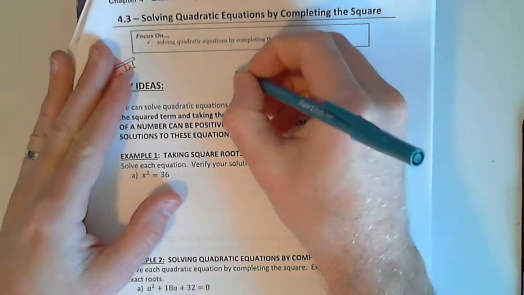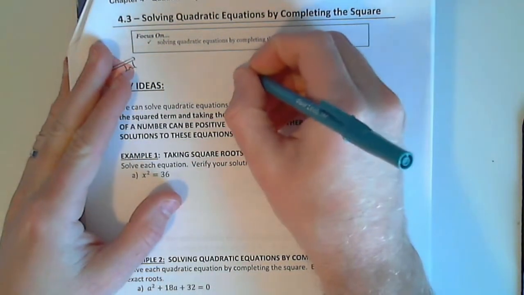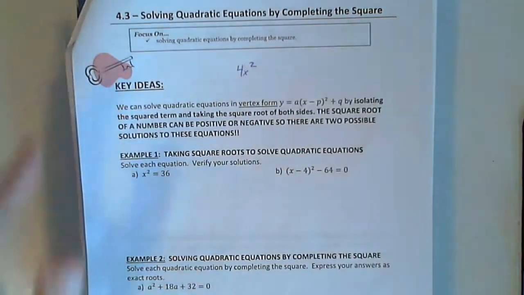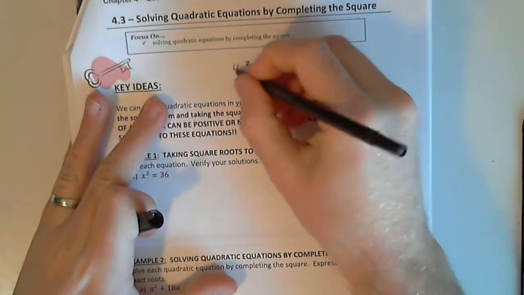So if you get a question like, say, what is 4x squared, if I find a pen that writes, I'll write it all in black.